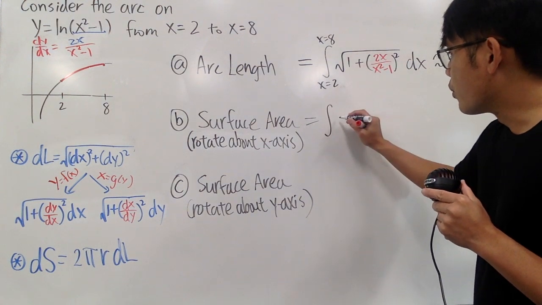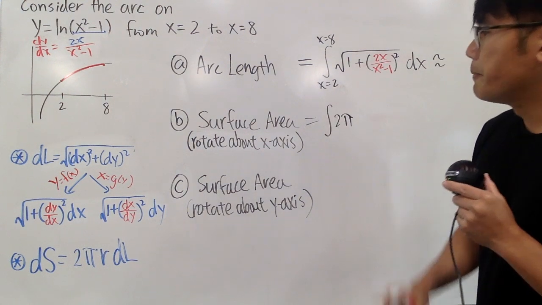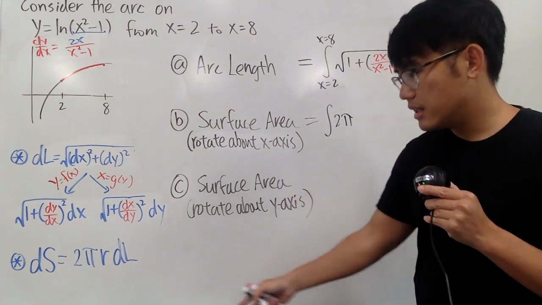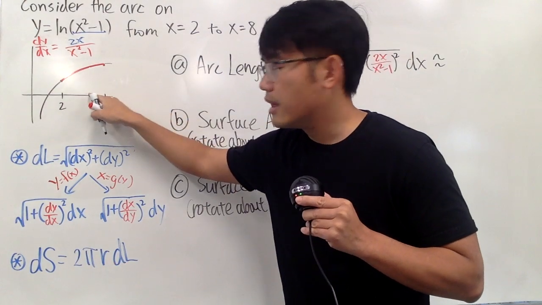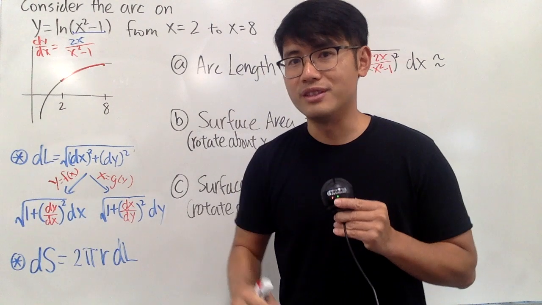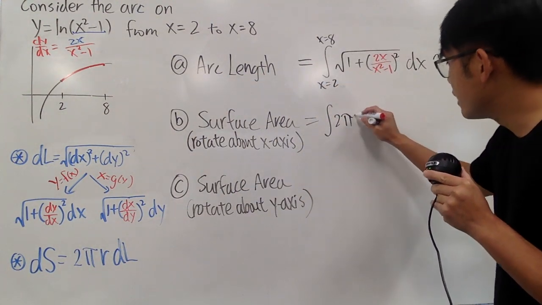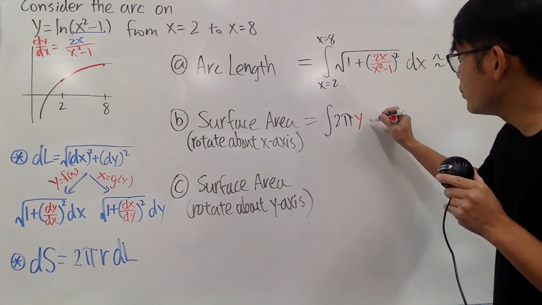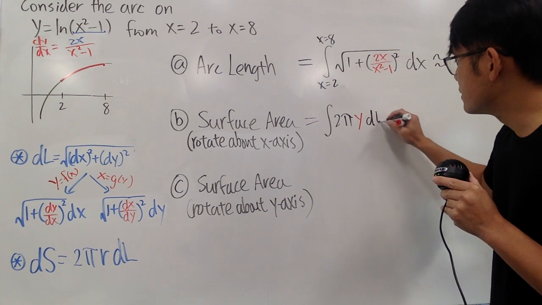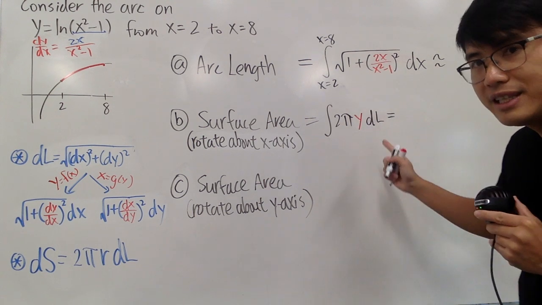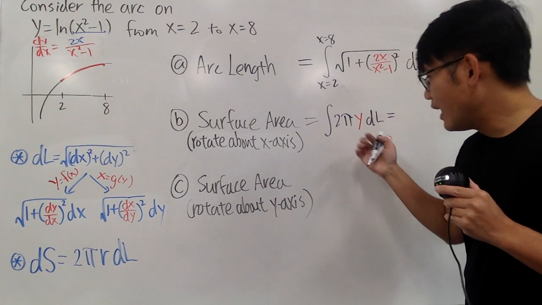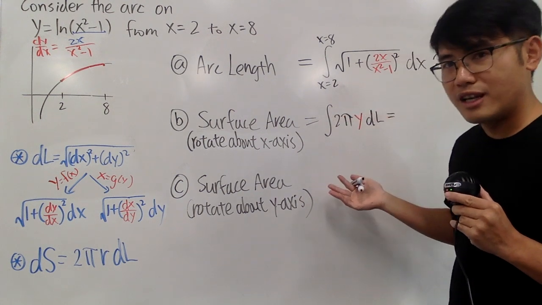We have to have the integral, of course, 2 pi. When we rotate about the x-axis, the radius is, again, the vertical distance, which is the y value. So let me put down the y, and then we put down the dl, of course. And you see that we have to have the dl here. I cannot set out the limits of integration yet.